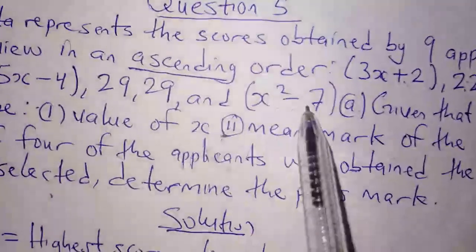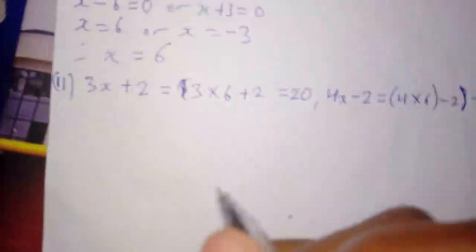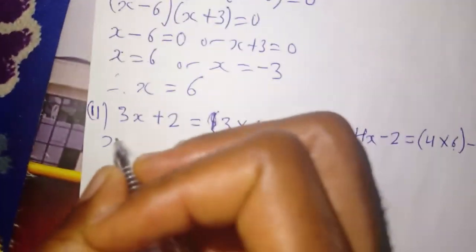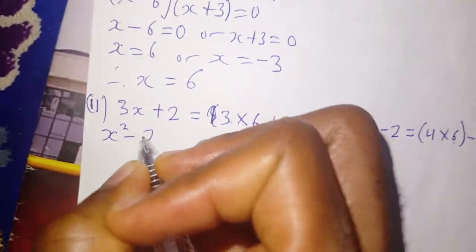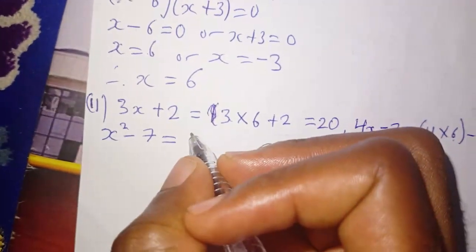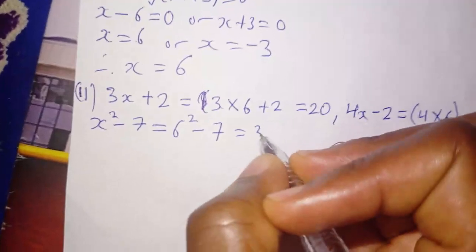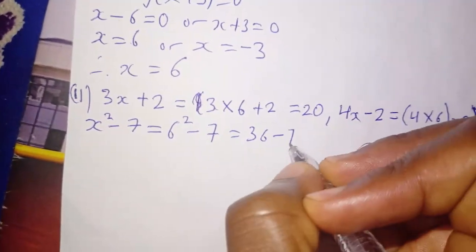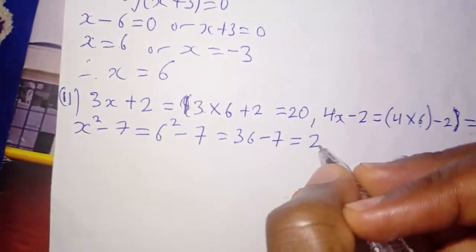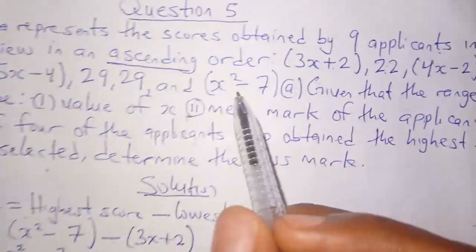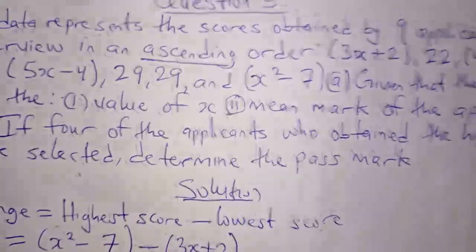This is x squared minus 7. It is also written in terms of x. So I'm going to have x squared minus 7. That's going to be x is 6. 6 squared minus 7. That's going to be 36 minus 7, which is going to give you 29. So that gives this last score to be 29, just like the ones that come before it.